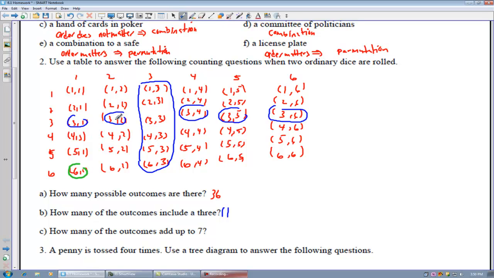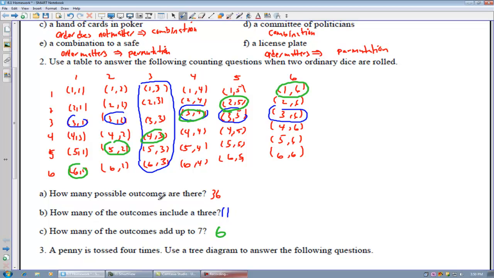Go through the next column and you'll see that 5, 2 adds up to 7. 4, 3 adds up to 7. 3, 4 adds up to 7. 2, 5 adds up to 7. And 1, 6 add up to 7. And everything else is either less than or greater than 7. So I get 1, 2, 3, 4, 5, 6 of them that add up to 7.